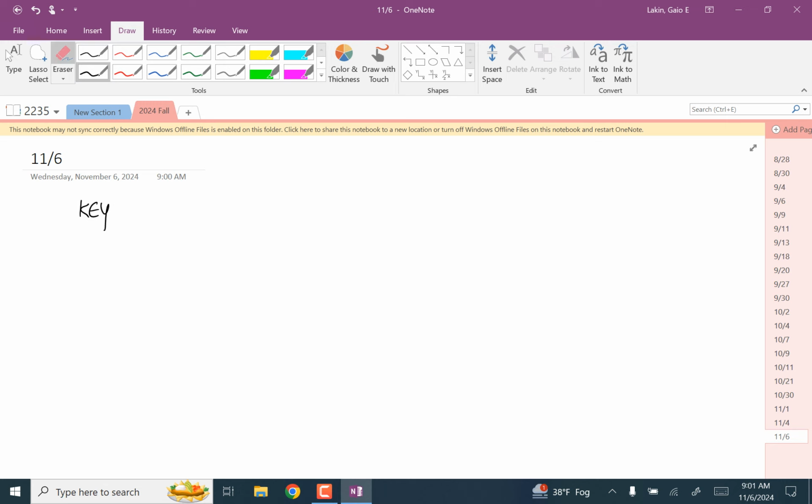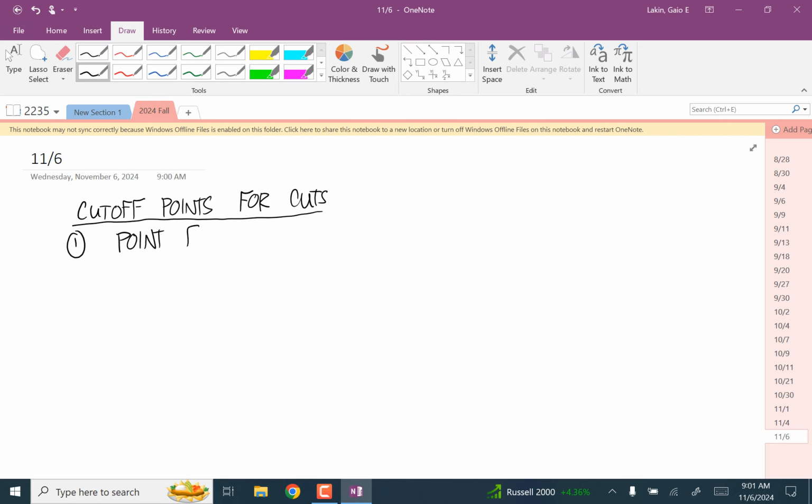The key, let me call them the cutoff points, for the cuts are places where there are point forces, places where there are point couples, and places where the distributed load function changes. We haven't done distributed loads yet, but we're doing that today.